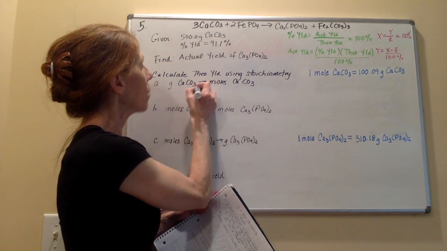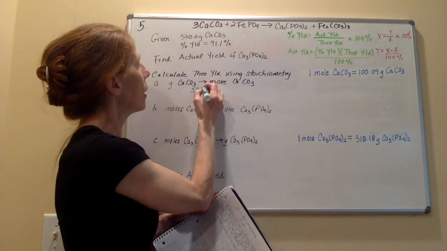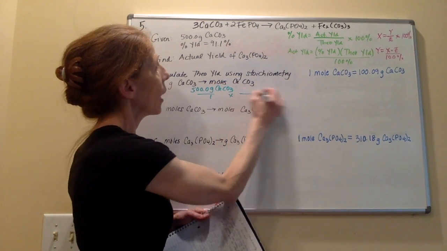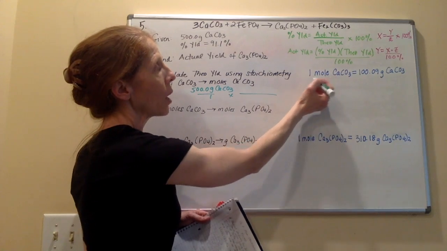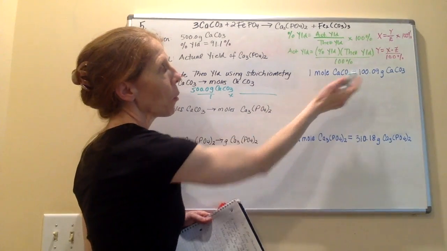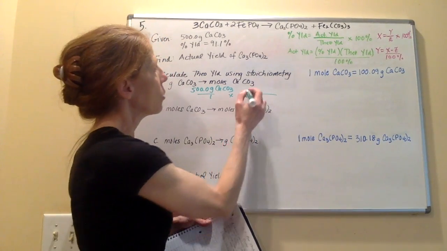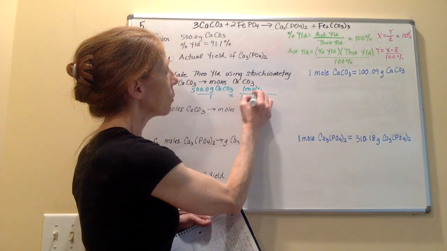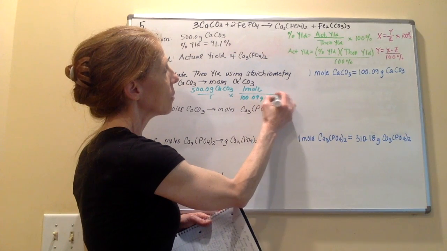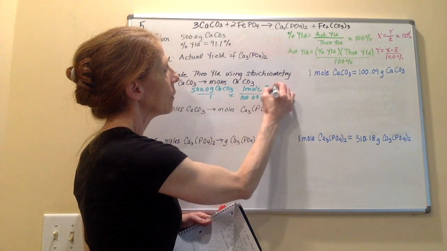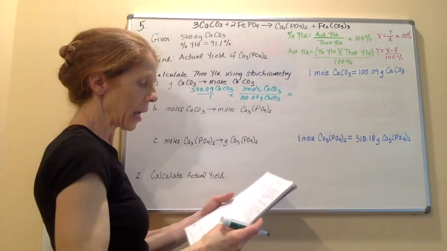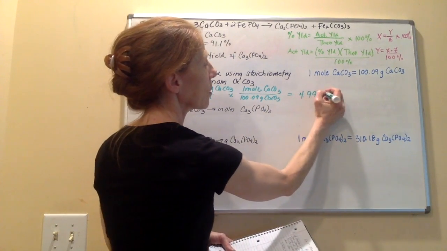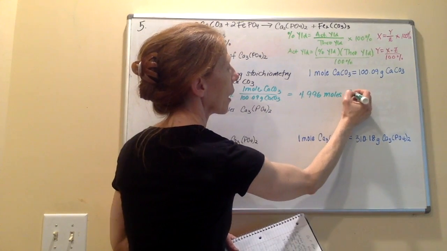Again, 500.0 grams of calcium carbonate. From the last problem, I know that 1 mole of calcium carbonate is 100.09 grams of calcium carbonate. So this tells me that I end up with 4.996 moles of calcium carbonate.